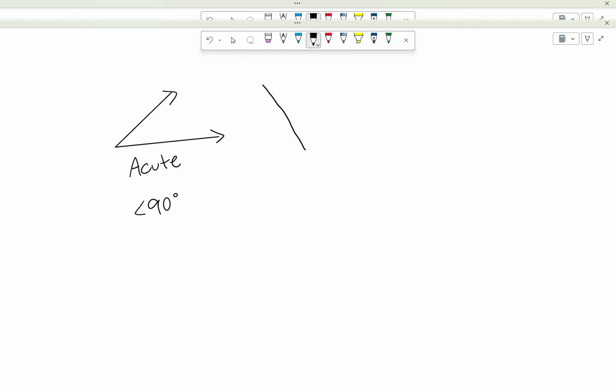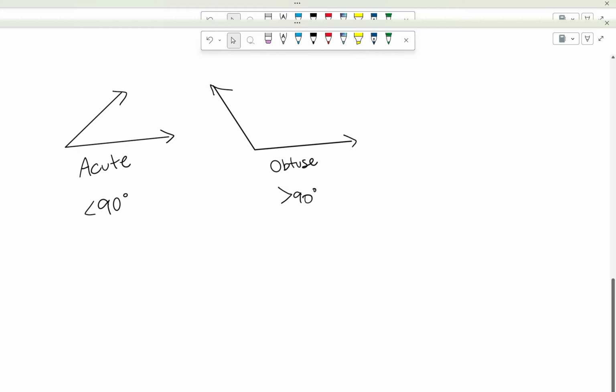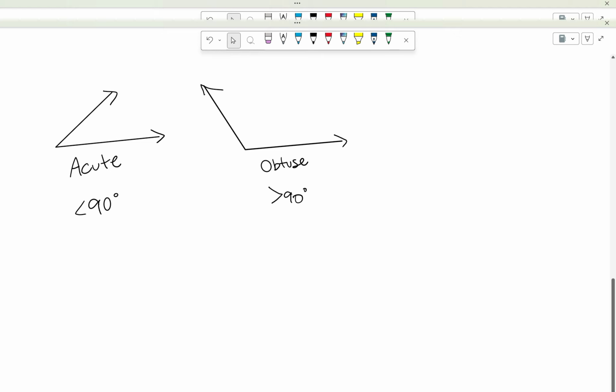And then we're going to have the wider angle, like this, which has an angle measure that's greater than 90 degrees. And this is the obtuse angle. And just remembering that if something is, for example, obese, it's fat. So this is the wide and fat angle. So it gives you a word association.